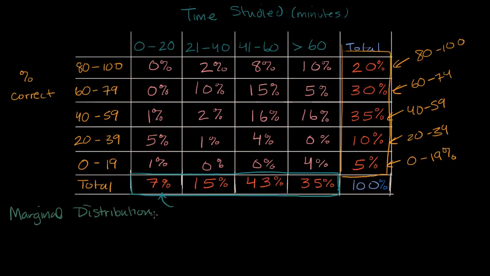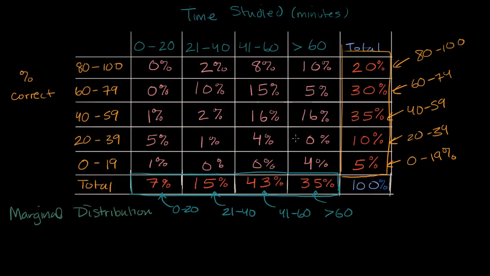We'd say, okay, 7% of my class studied between 0 and 20 minutes. 15% of my class studied between 21 and 40 minutes. 43% of my class studied between 41 and 60 minutes. 35% of my class studied more than 60 minutes, more than an hour. And if I just look at this marginal distribution of the time studied, I'm not able to get the breakout of that 35% that studied for more than an hour. Once again, it's called that because I'm writing in the margin, in this case below our table. I would not know the breakdown by the actual percent correct.